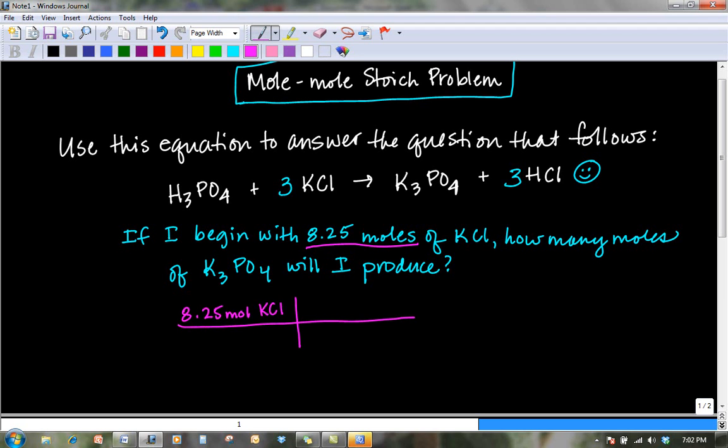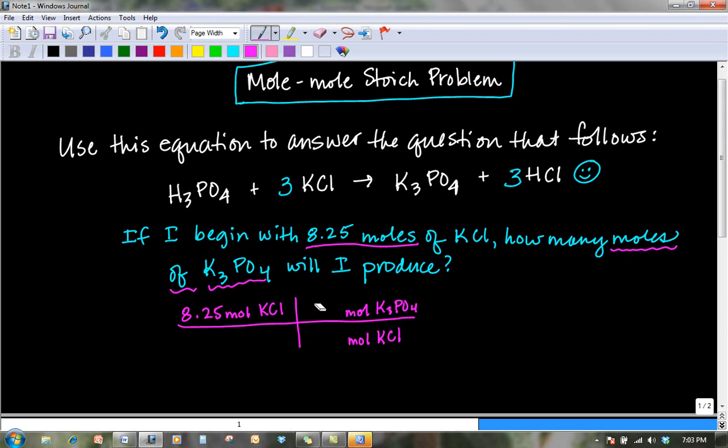With any dimensional analysis, once we write down our given and we draw our grid, I'm going to denote the unit. I'm going to denote moles of KCl, pretending that that's all the same unit. And then at the top, I'm going to put what I'm looking for. Well, I want to know how many moles of potassium phosphate I'm looking for. That's what I want from the problem. So I'm going to write moles of potassium phosphate on top.